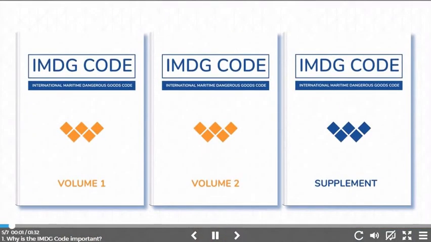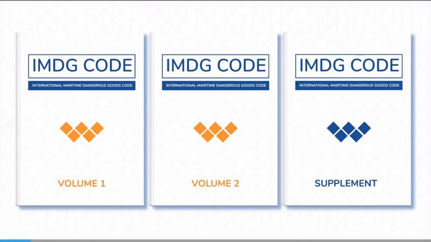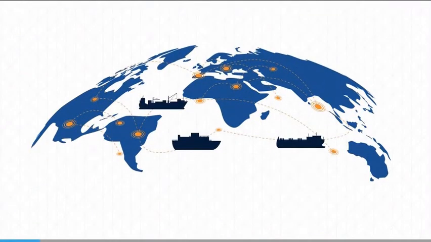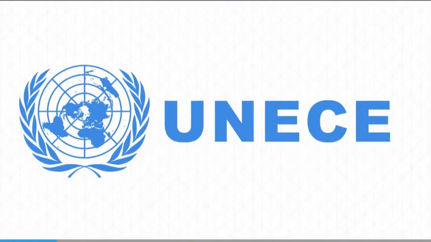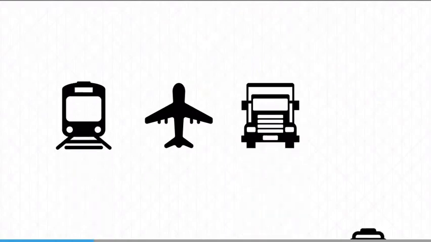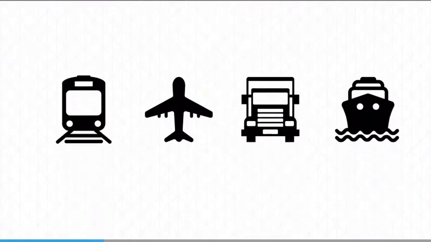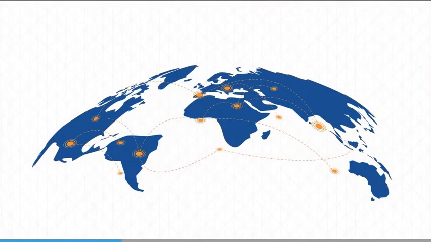The IMDG code was adopted under SOLAS to ensure dangerous goods are made safe for international transportation by sea. The provisions in the code are based on the UN recommendations on the transport of dangerous goods, a framework of rules for the safe transport of dangerous goods by air, road, rail and sea. This provides international rules that are followed worldwide by shippers, consignees, and those involved in their transport.